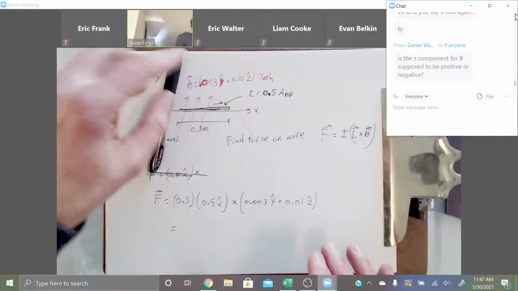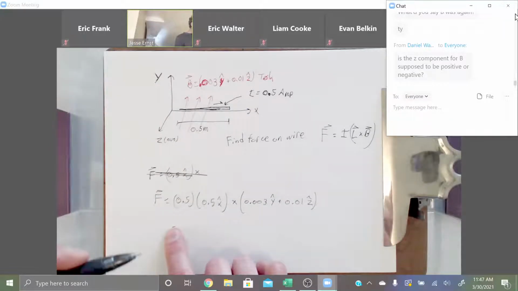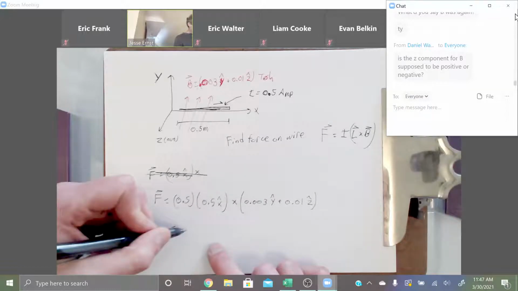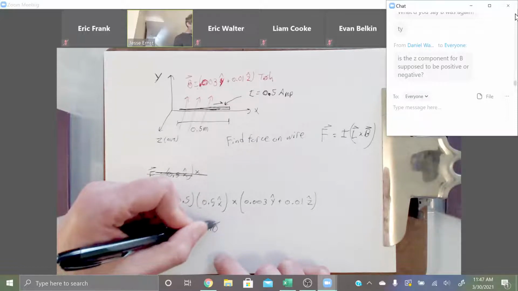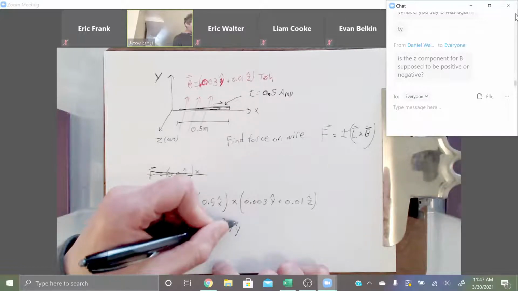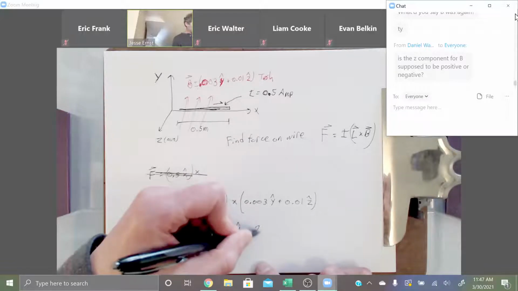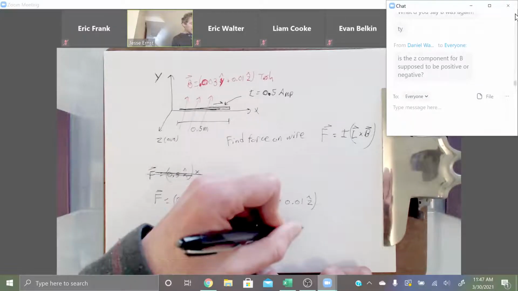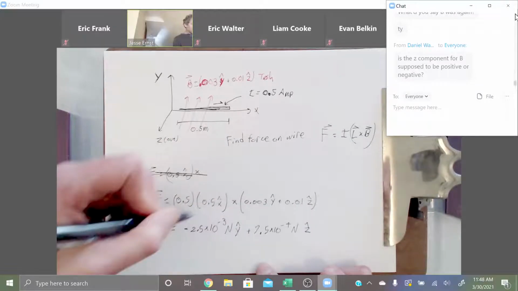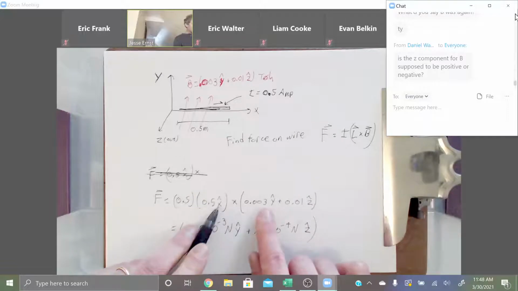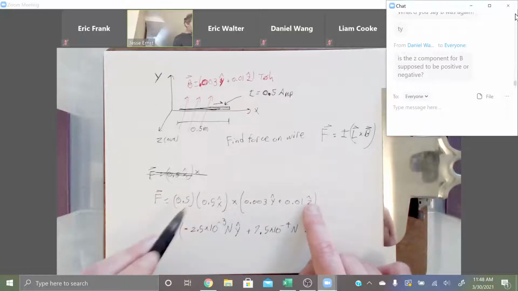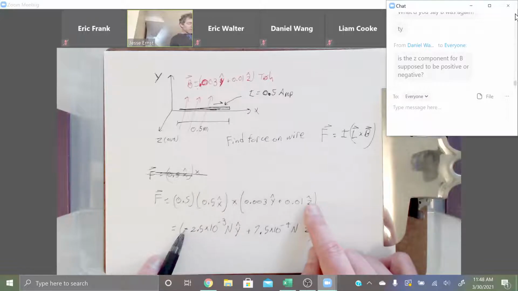I'm going to write this out and then see if it makes sense. I'm worried about something. So if I do this, I should get minus 2.5 times 10 to the minus 3 newtons y hat plus 7.5 times 10 to the minus 4 newtons z hat, right? Because x hat cross y hat is z hat, and then x hat cross z hat is negative y hat. And then it's just a matter of multiplying those together.